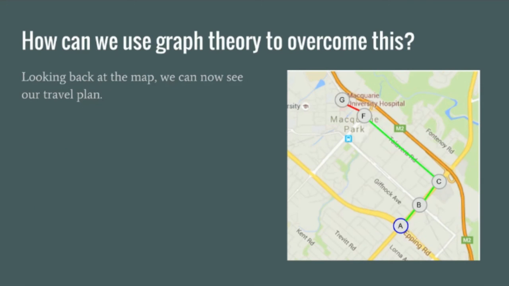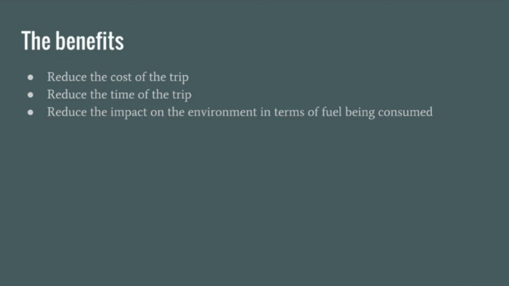If we look at the map again, we can see that we'll be travelling along Lane Cove Road, through the first intersection, turn left onto Talavera Road, straight through the next intersection, and then we'll be arriving at the hospital. The benefits that come from choosing the optimal path include reducing both the cost and the time of the trip. It also has an impact on the environment as less fuel will be burned.